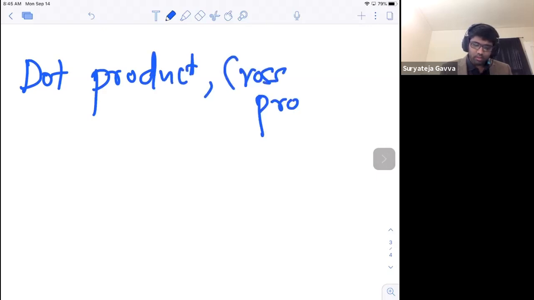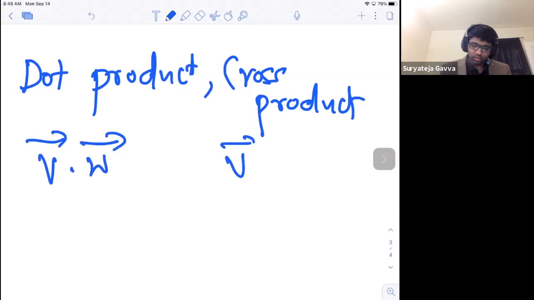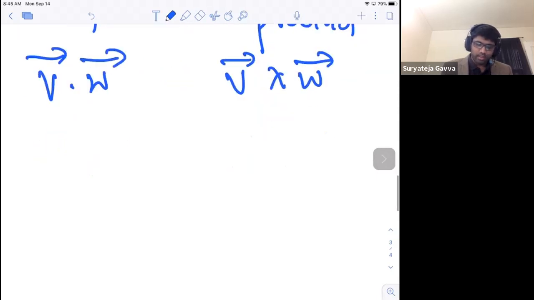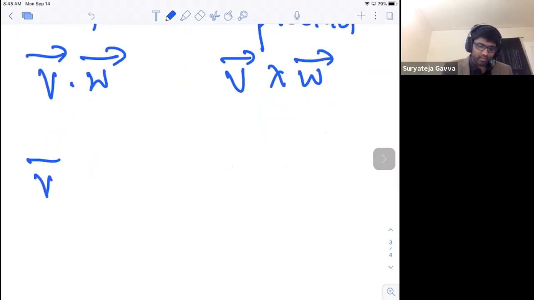Anyway, last class we were discussing dot products and cross products. It's a way to multiply vectors. The dot product is v dot w, the cross product is v cross w, and the dot product, as I said, has a nice formula.